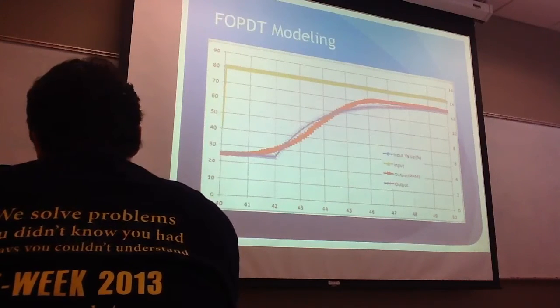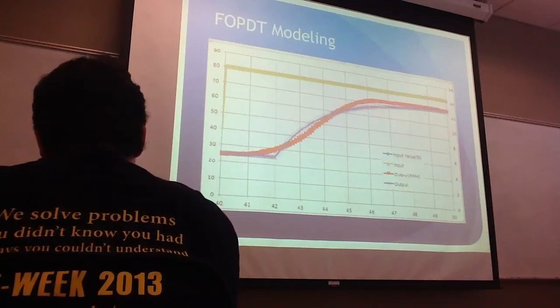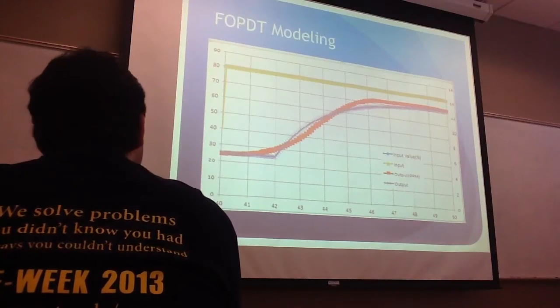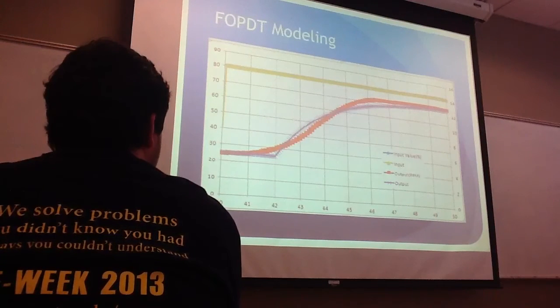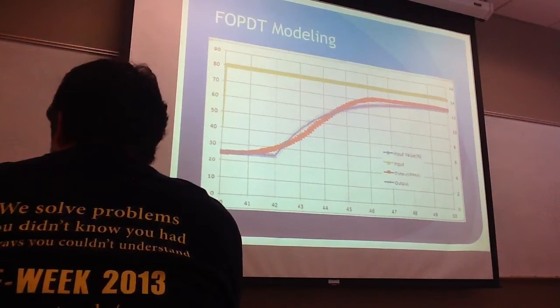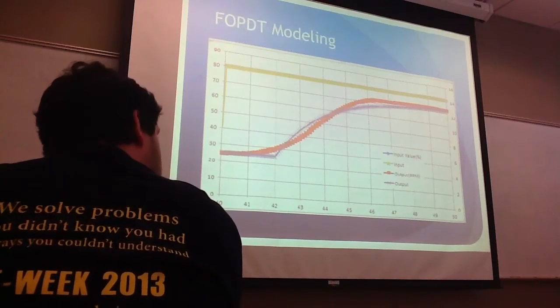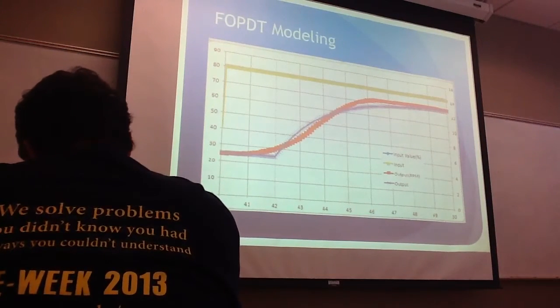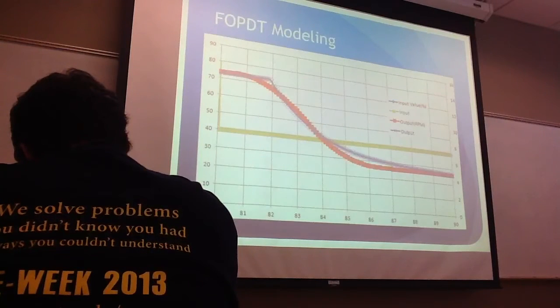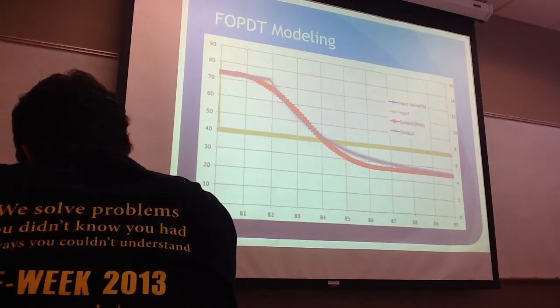Here's the step-up function of our FOPD modeling. We all have the same step-up for this since it was given by Dr. Henry. And from here we got the values, our gain of 0.21, our time constant of 2, and our dead time of 2. Here's the step-down function of our FOPD.